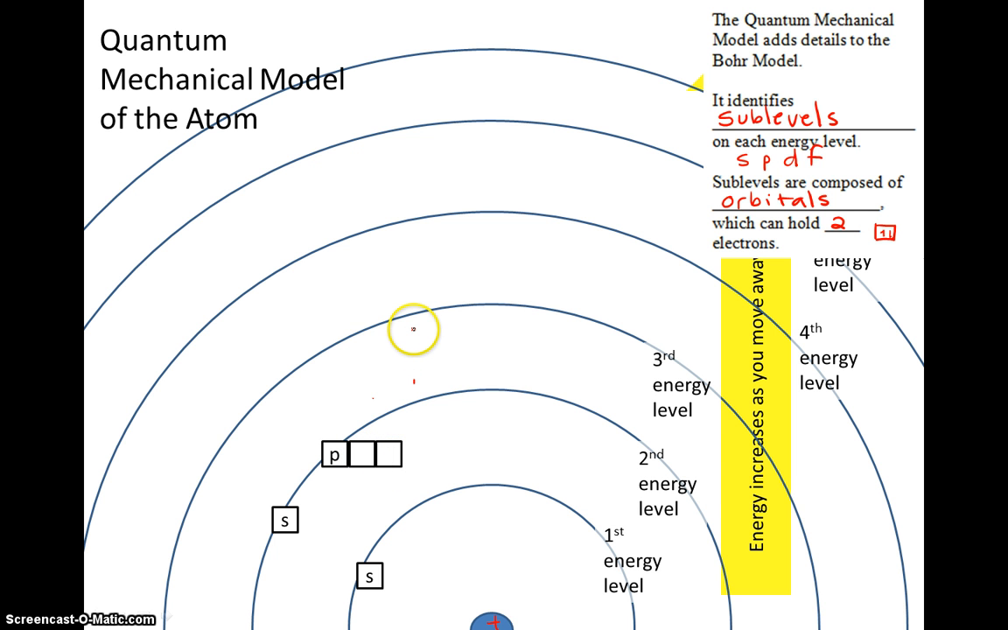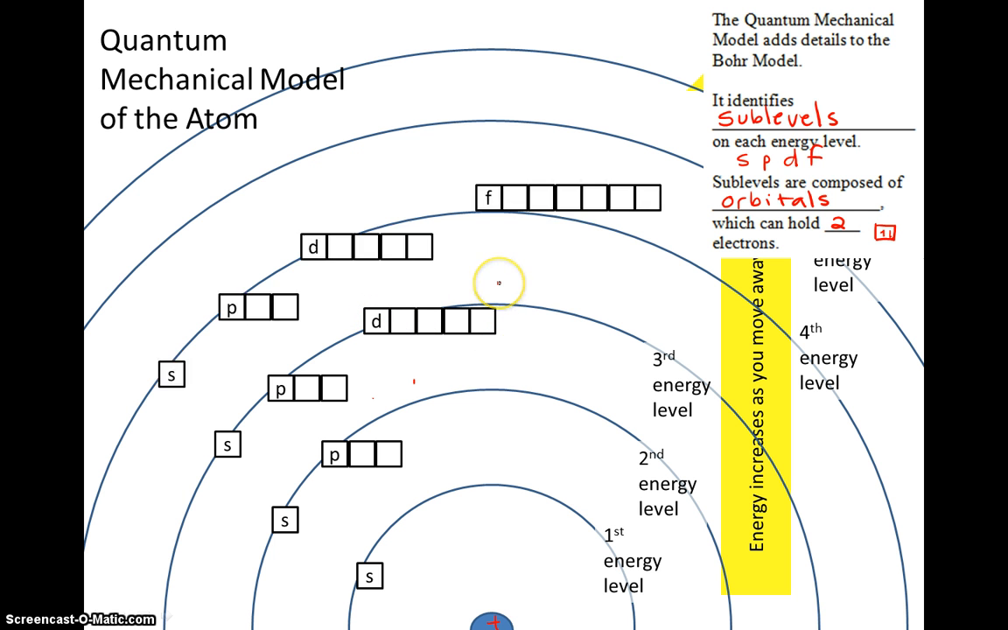When you go out to the third energy level, it has an S, and it has a P, and it has a new sublevel type called a D sublevel that has 1, 2, 3, 4, 5 orbitals in it. Then you go farther out to the 4th energy level, and there's another S, another P, another D, and then the last type, the F sublevel, which has 1, 2, 3, 4, 5, 6, 7 orbitals in it.